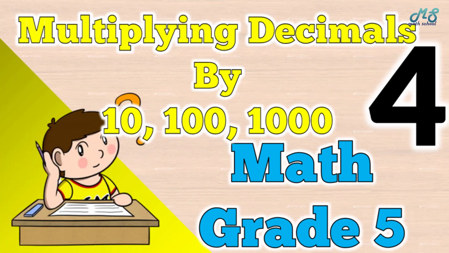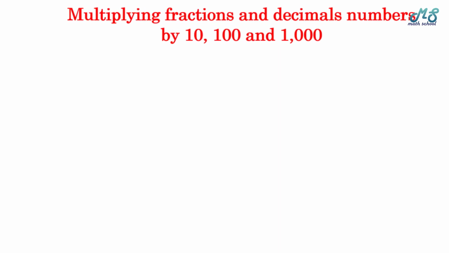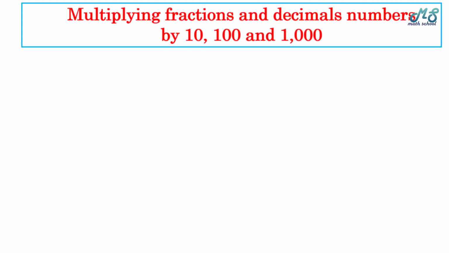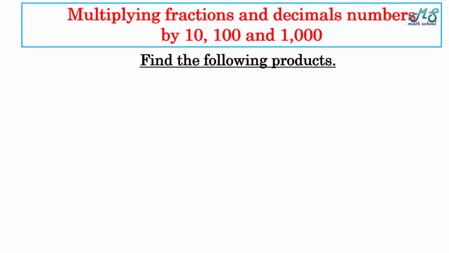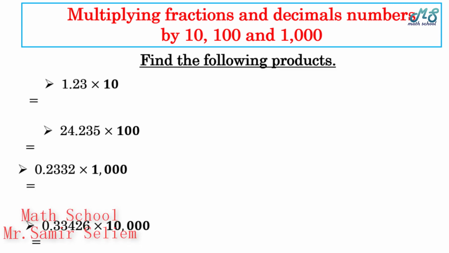Today we will study multiplying decimals by 10, 100 and 1000. So let's start. Multiplying fractions and decimal numbers by 10, 100 and 1000. For example, first find the following products. Number 1, 1.23 times 10. To multiply a decimal by 10, just move the decimal point one digit to the right, so it equals 12.3.